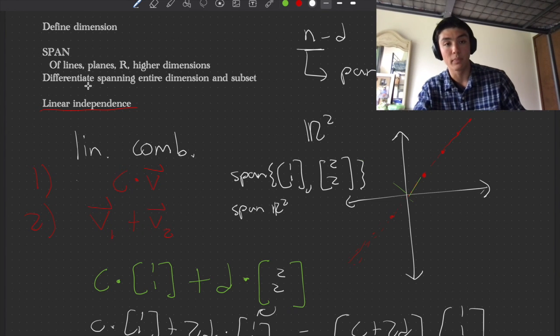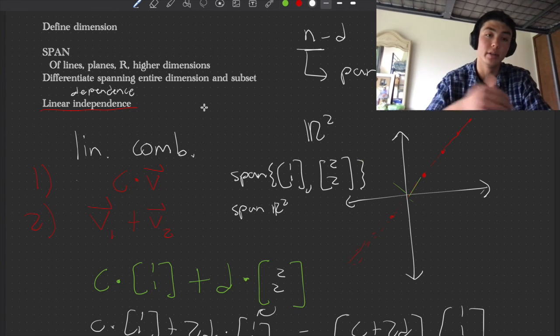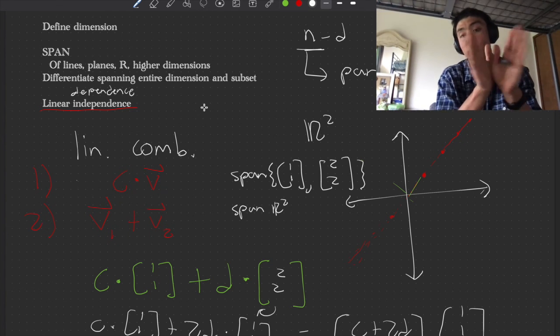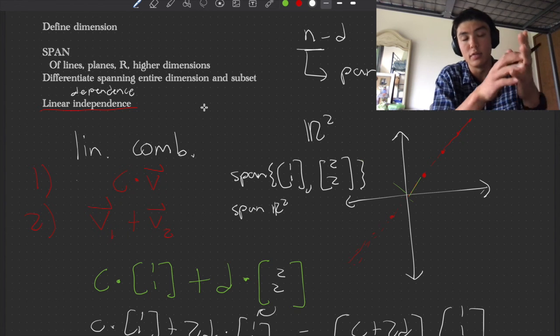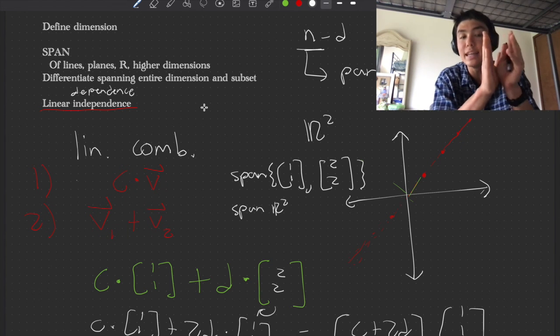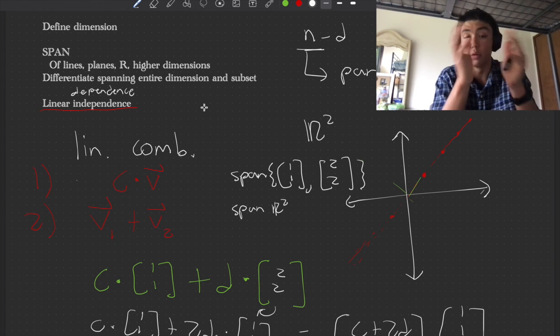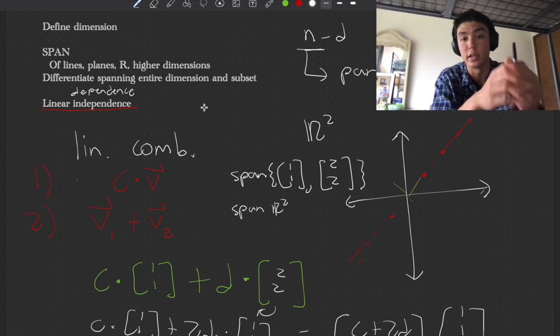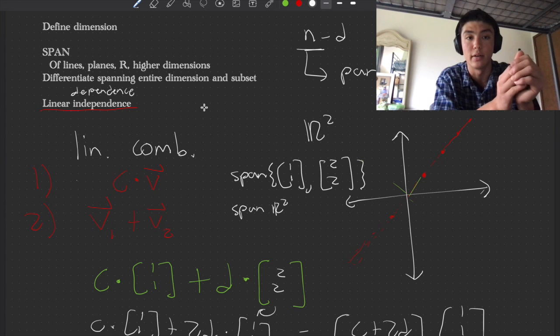The term for pointing in the same direction is linear dependence, the opposite of linear independence. Linear dependence means that you're pointing in the same direction. Linear independence means that you're pointing in different directions. So if you have the span of two linearly independent vectors, you're going to get a two-dimensional space. And that's true for 3 linearly independent vectors. You're going to get a 3-dimensional space, etc., etc.